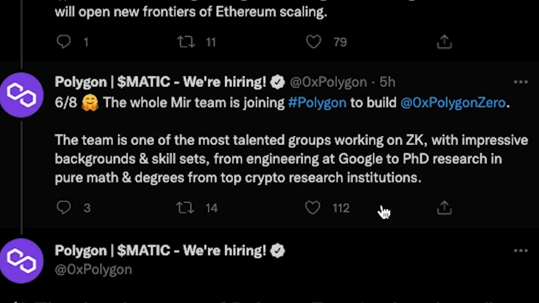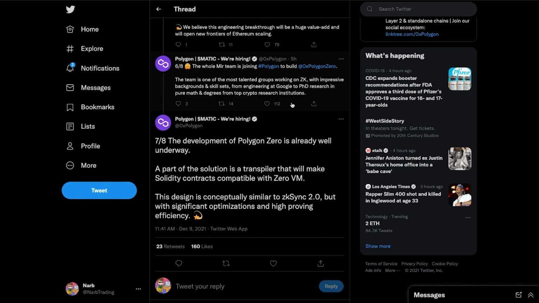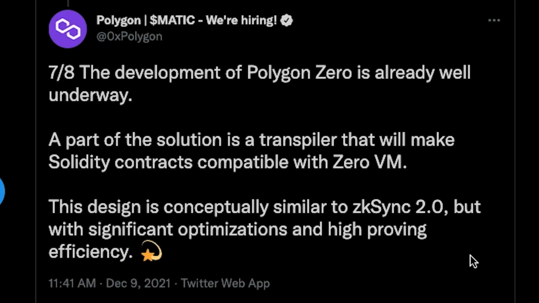And the whole Mir team is joining Polygon to build Polygon Zero. The team is one of the most talented groups working on ZK, with impressive backgrounds and skill sets from engineering at Google to PhD research in pure math and degrees from top crypto research institutions. So a great team behind them, which is of course very important. They have been working on recursive ZK proofs for almost 2 years now. And then the final piece of info here, the development of Polygon Zero is already well underway.